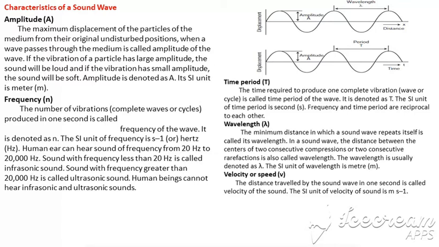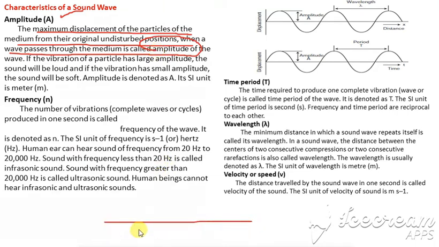Among the characteristics of sound waves, first we have amplitude. Amplitude is the maximum displacement of the particle from the original undisturbed position when the wave passes through a medium. Suppose this is the original medium. Originally the wave travels like this, but then it goes to a maximum displacement from this line. The extent to which it reaches the maximum is called amplitude.